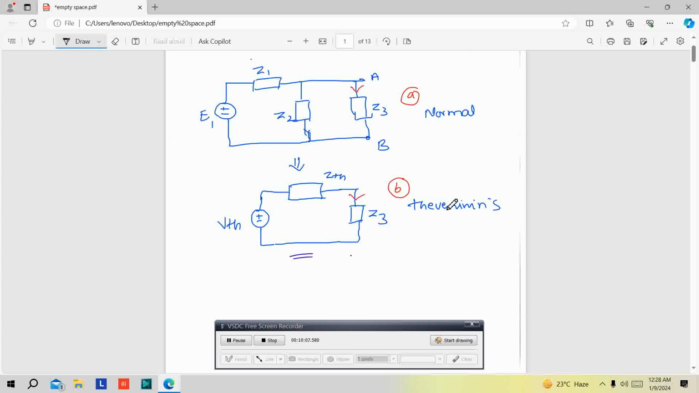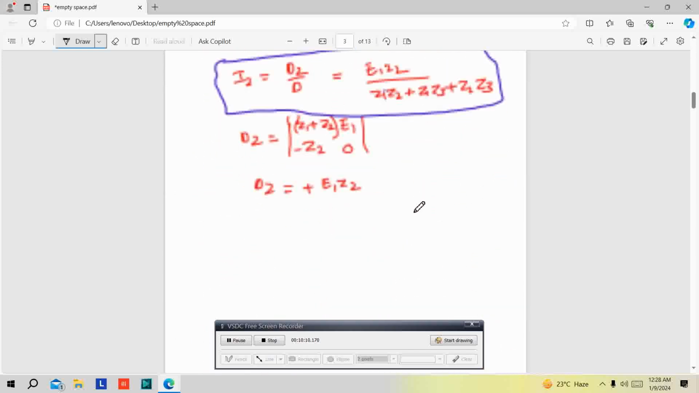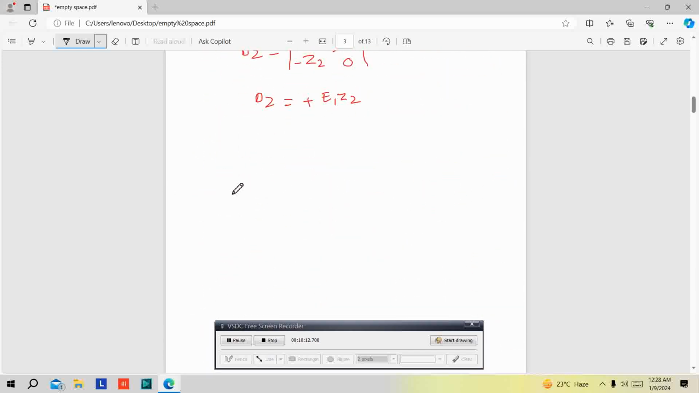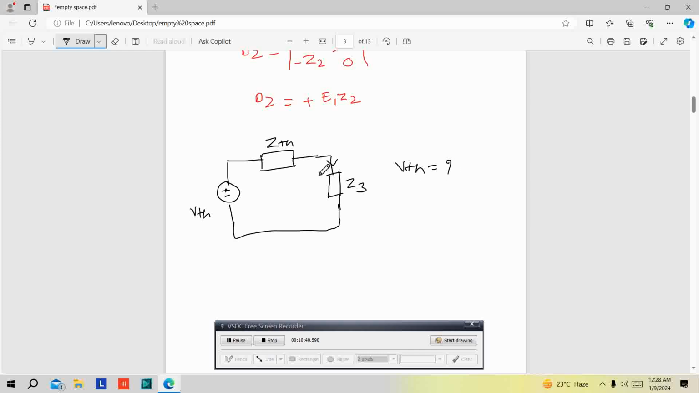Okay, I'm going to consider a network B here. Plus minus VTH connected in series with ZTH and in series with the load Z3. So in this network we want to calculate the current passing through Z3. Before that we need to calculate VTH. What is VTH? Then we need to calculate ZTH.